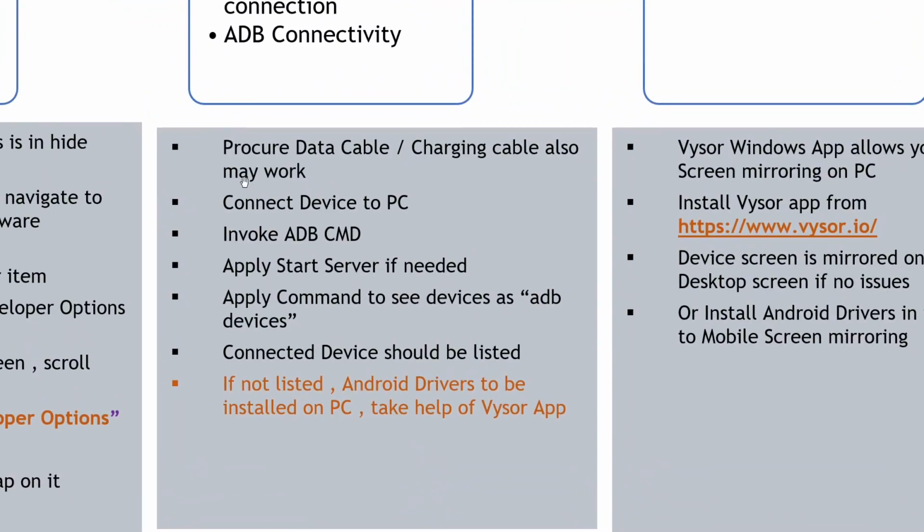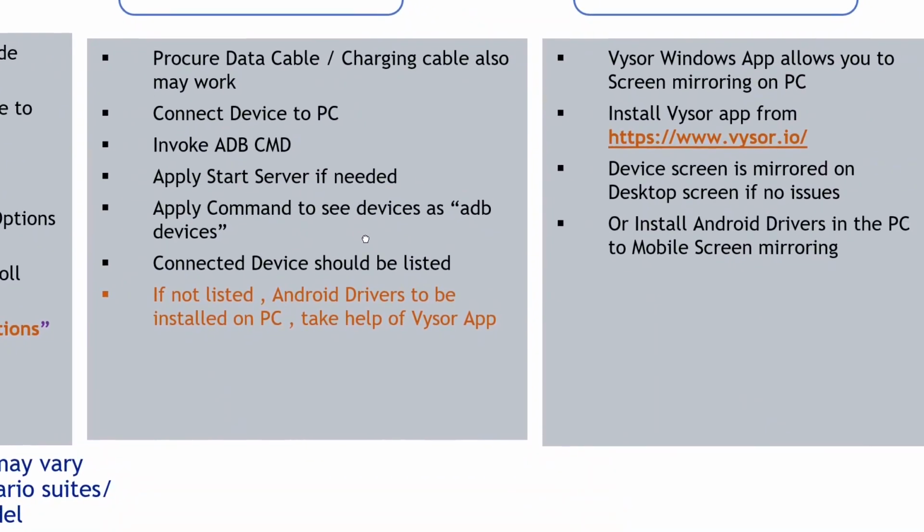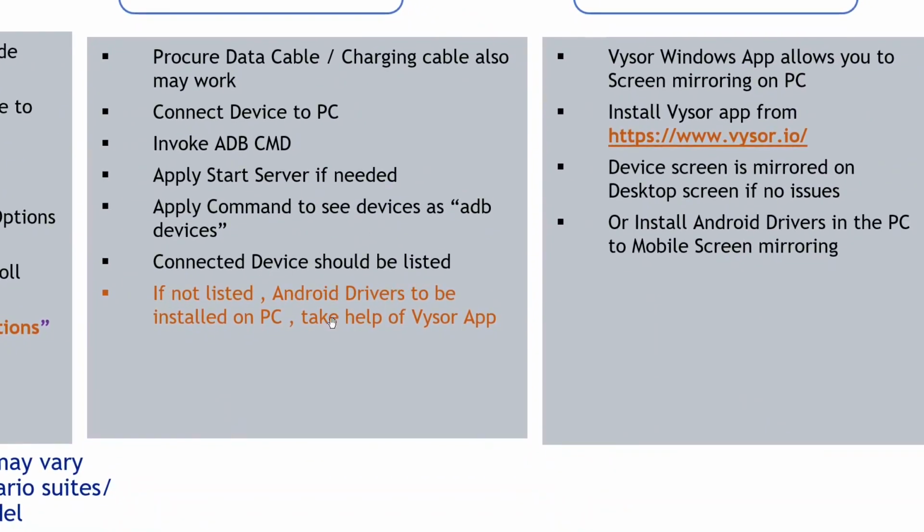Okay, so procure a data cable, or a charging cable may also work, connect the device to the PC and invoke the ADB command. You know, right? ADB devices, and once it is detected, then the device ID will be listed. I'm not showing it over here. Then apply the command adb devices, and the connected devices should be listed. If not listed, Android drivers need to be installed on the PC, and you can take the help of the Vysor app.